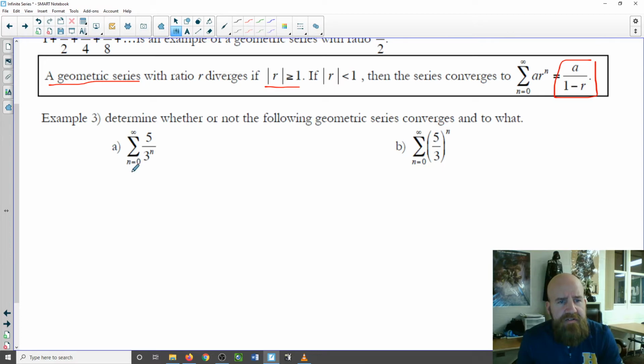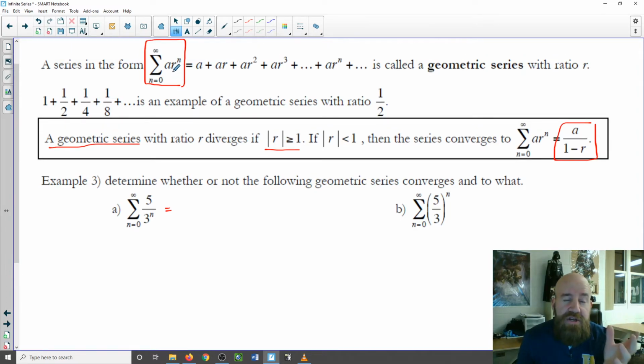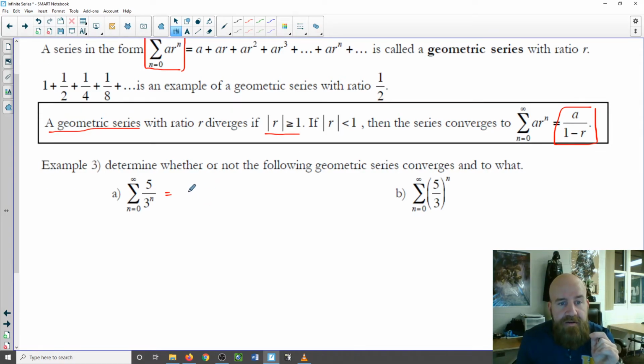So the series from 0 to infinity of 5 over 3 to the n. First and foremost, it's important to see that this is in this format. We just might have to rearrange it a little bit. Some of us can see it right away, we might have to rewrite it. So I'm going to rewrite this part. So this is 5 times 1 over 3 to the n.